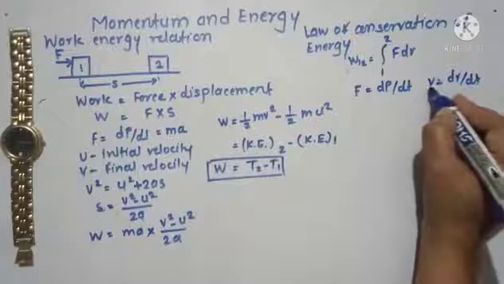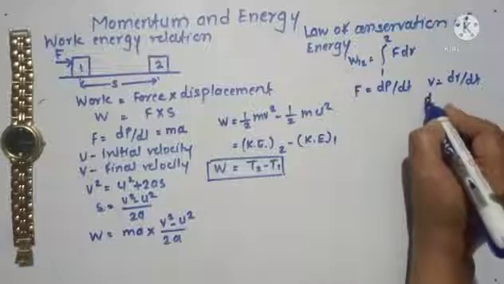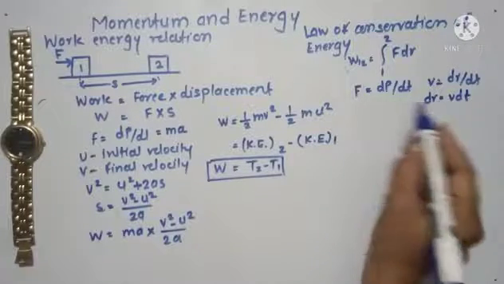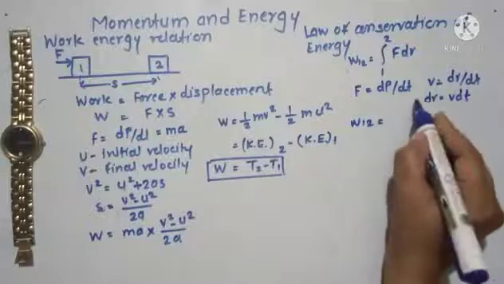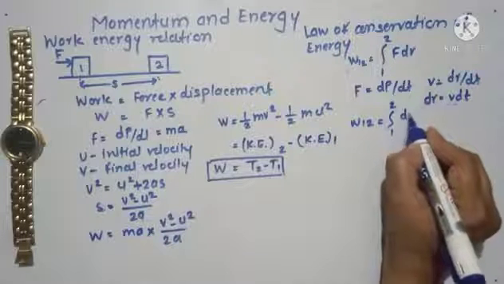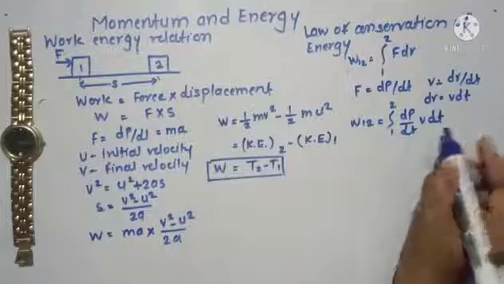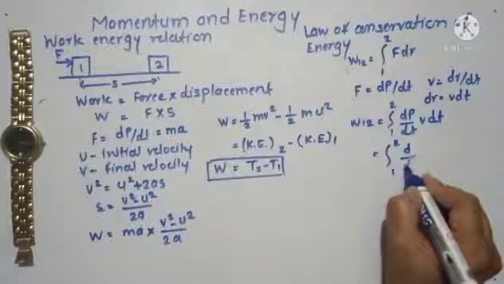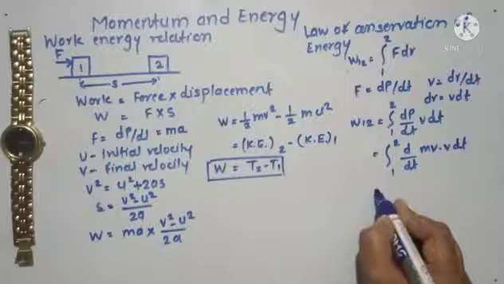According to the definition of velocity, it is the rate of change of displacement with respect to time. So I can write this dr as v dt. Now let us put these values in this equation. So I'm going to get W12 is equal to the integration from 1 to 2 of dp upon dt into v dt. Let me just put the value of p as mv into v dt.